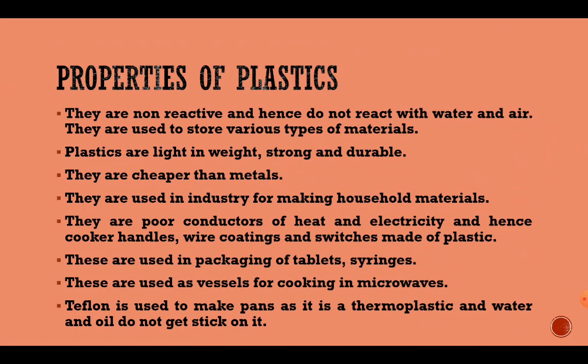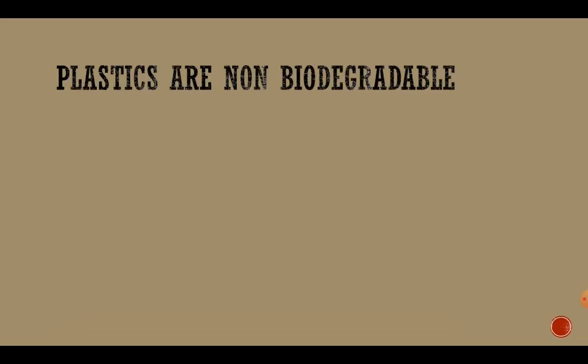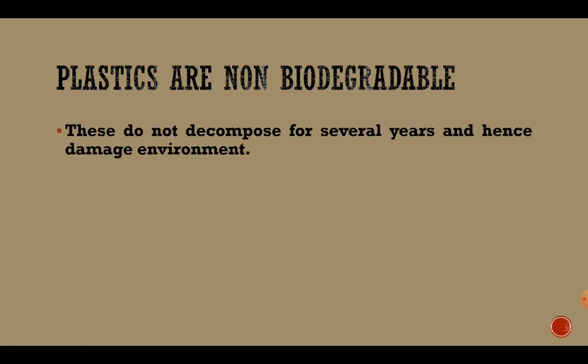Before that, we saw the properties of plastic, in which we discussed that these are all the advantages of plastics, and the properties of plastic mainly cover all the advantages. But now we are going to discuss the disadvantages of plastic, that is they are non-biodegradable. Non-biodegradable means that under the action of microorganisms they are not degradable into the soil, and hence they remain for many years. They do not decompose for several years, and hence they damage the environment in the form of pollution caused in soil as well as air and water.